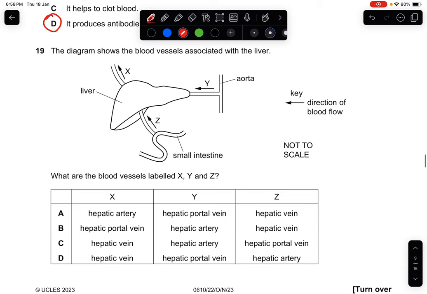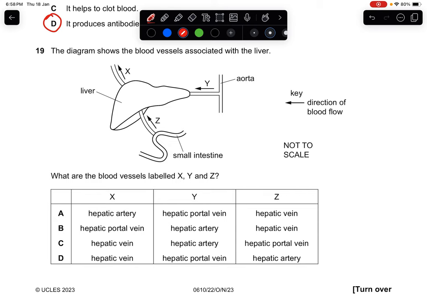Question 19. The diagram shows the blood vessels associated with the liver. They show all these pathways. What are the blood vessels labeled X, Y, and Z? Do note this question hasn't come out in any of our past year paper questions. It's one of the questions that is new in our syllabus. So you must know what the hepatic artery, the hepatic portal vein, and the hepatic vein are.